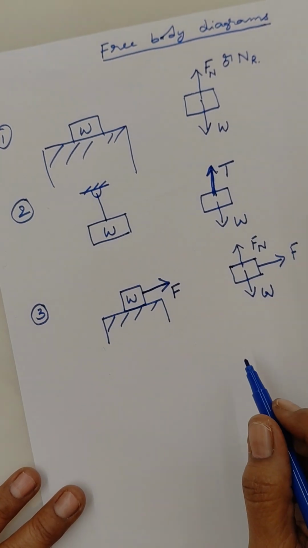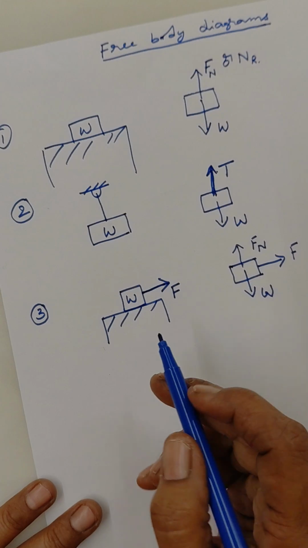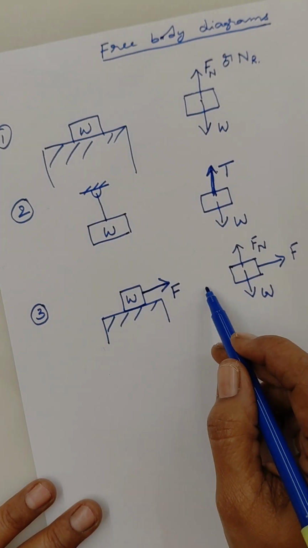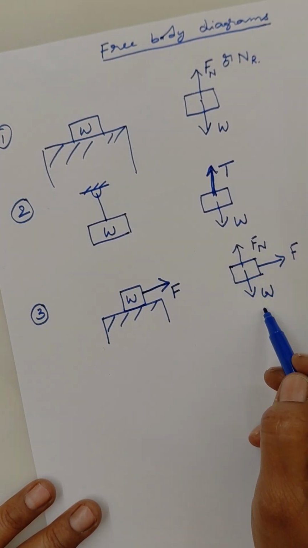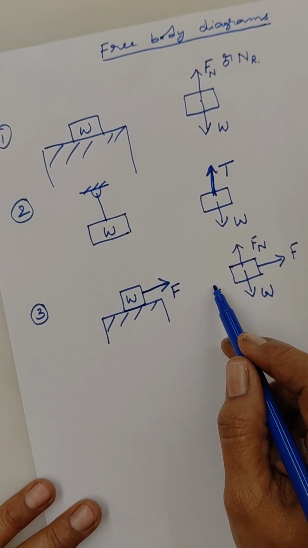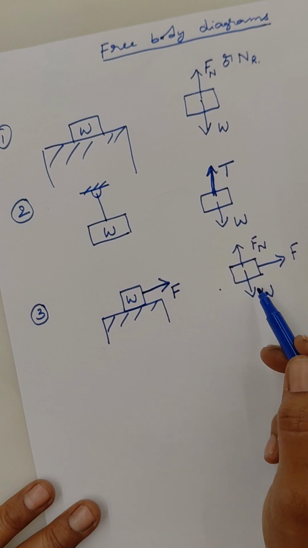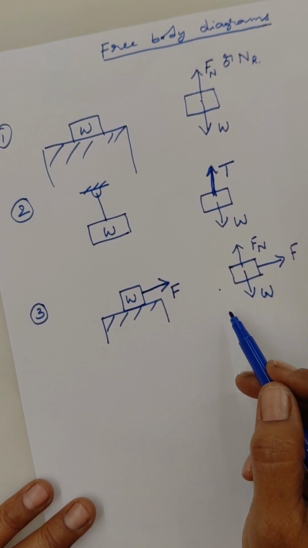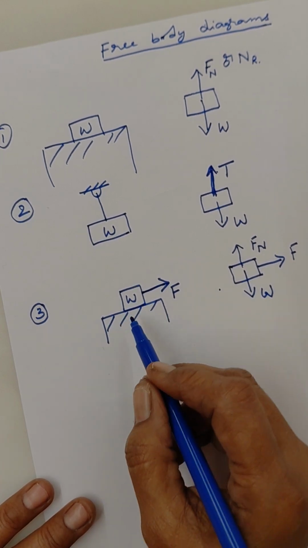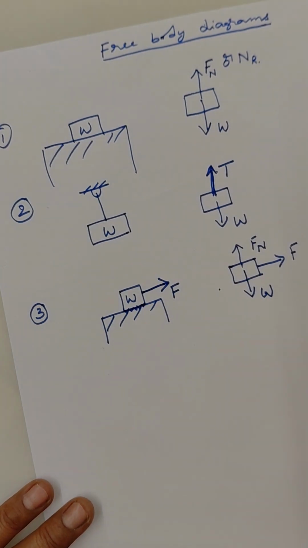So now because the block is stationary, there must be some equal and opposite force acting in the other direction to this force. So these two are balanced. So this also has to be balanced with some other force because the block is still in the rest position. So what is that force? It is the frictional force between the block and the table, on the surface on which it is resting.